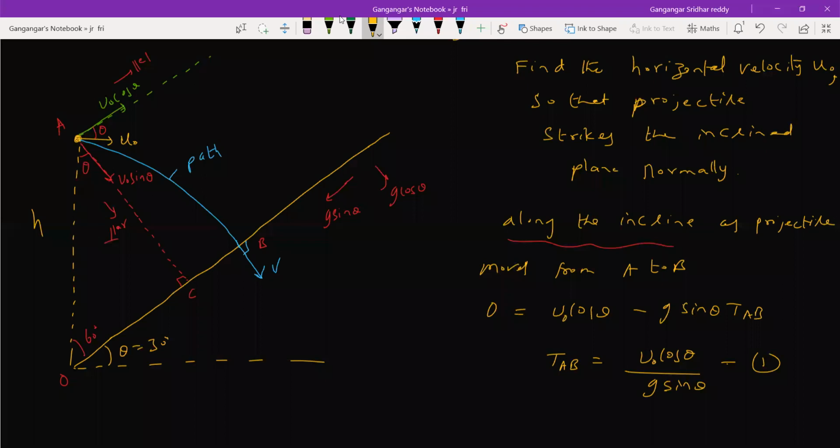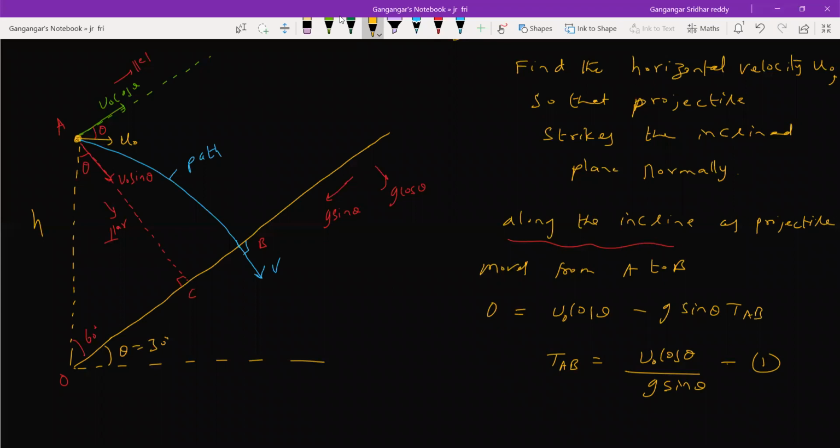Let's go for the other one. Along the incline, the vertical component, here it will strike normally, no? So what is the velocity? It will be 0, no? Along the parallel.